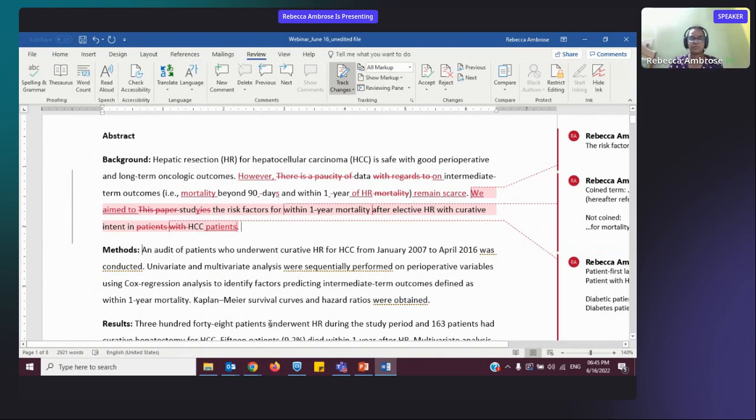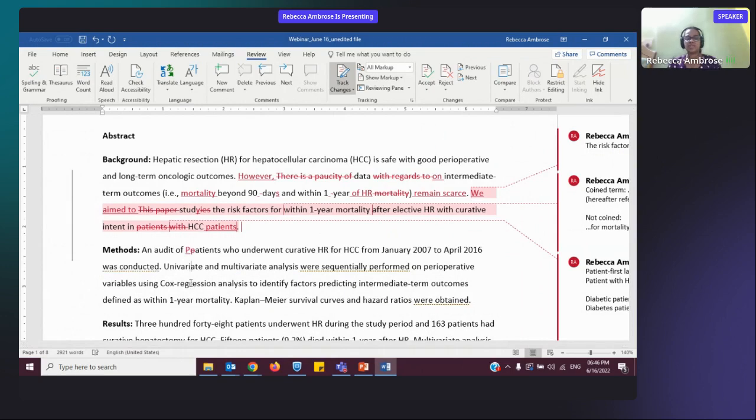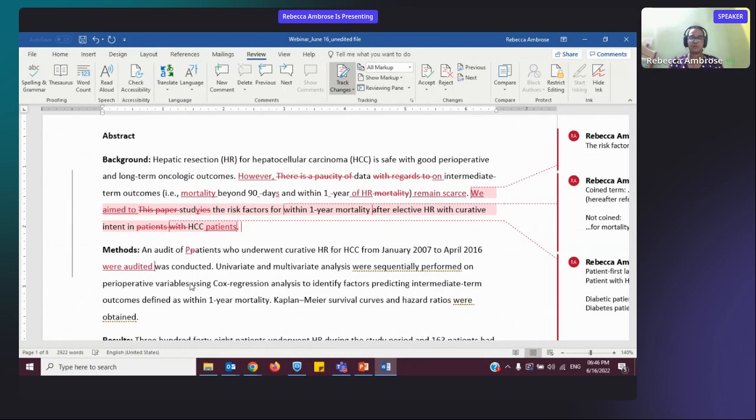Okay. Then we'll move on to the method section. An audit of patients who underwent curative hepatic resection for HCC from this period to this period was conducted. Now you'll notice that audit over here is a noun form. We can actually reduce the length of a sentence when, instead of a noun form, we just use the verb form. So instead of saying an audit of so and so was conducted, you can just say so and so were audited. So that's the logic behind changing this.